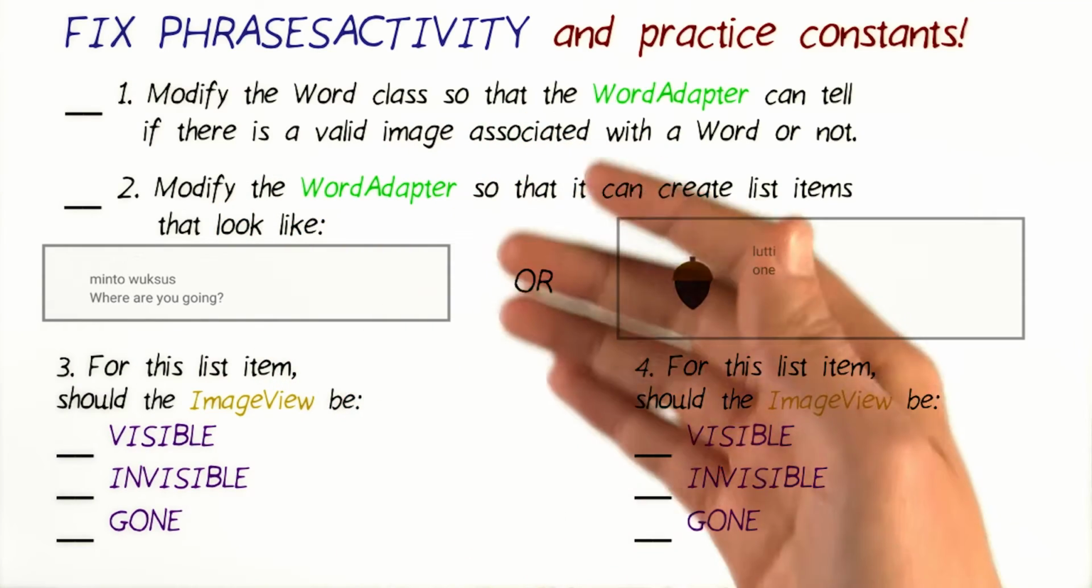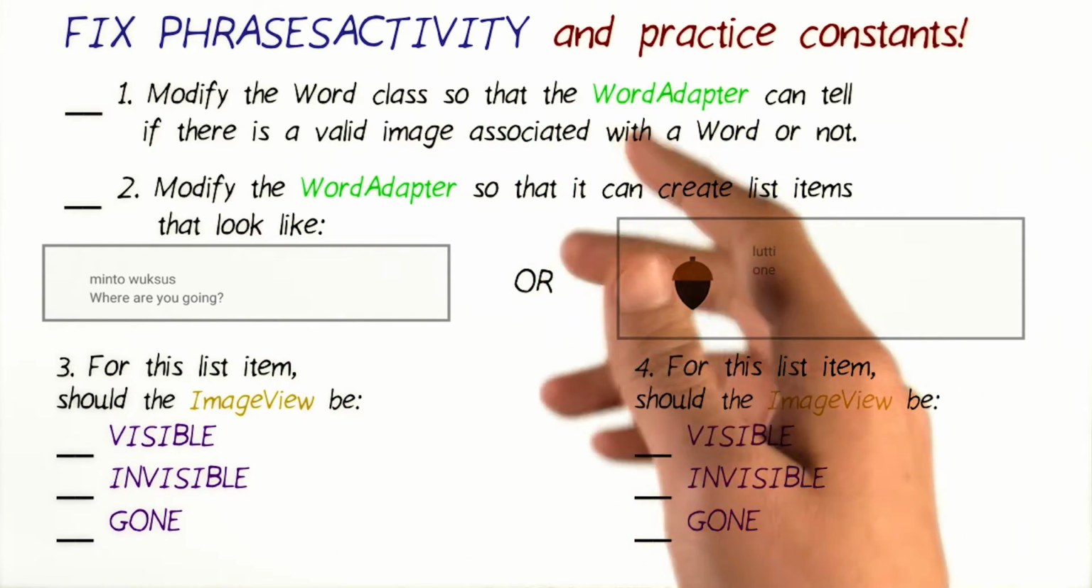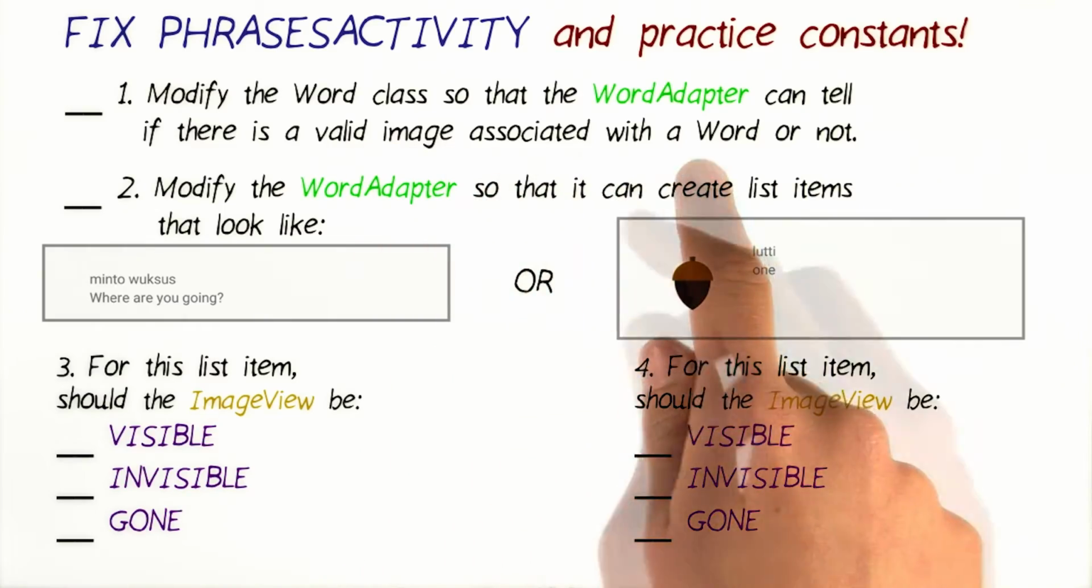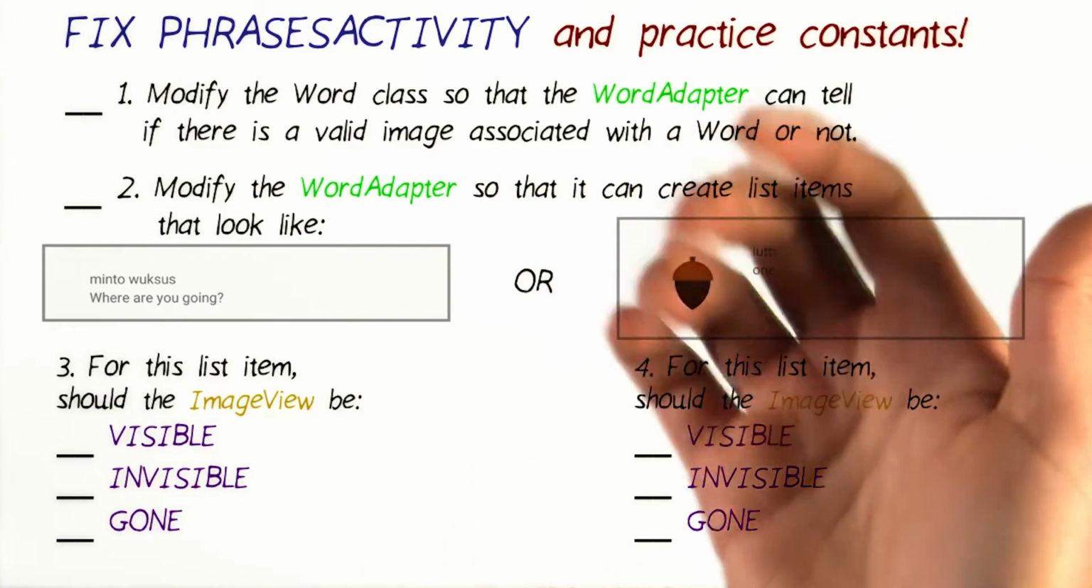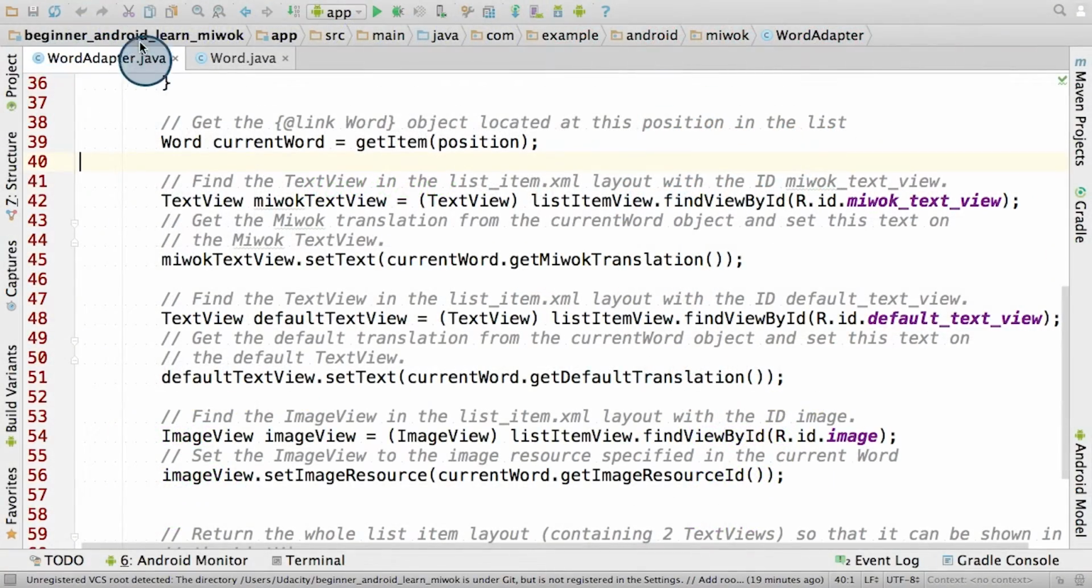So the first step is to figure out a way for the word adapter to tell if the word object has an image or not. So let's take a look at the word adapter file in Android Studio. Now here in the word adapter class, remember that we only want to execute these lines of code that set up the image view if there's an image for the word.